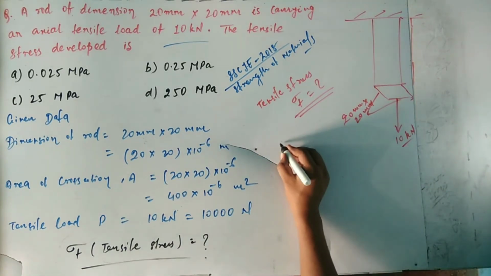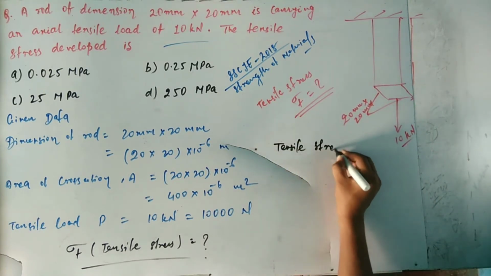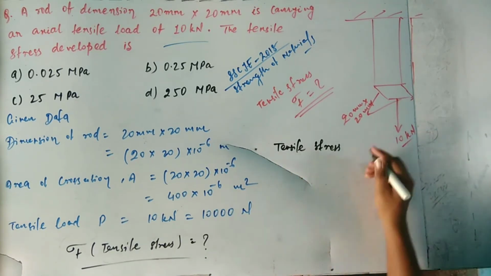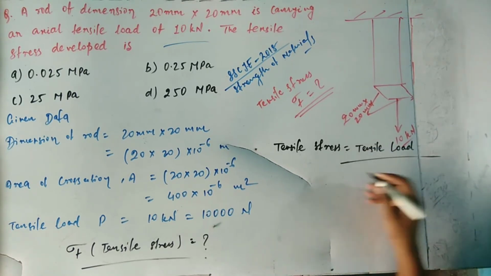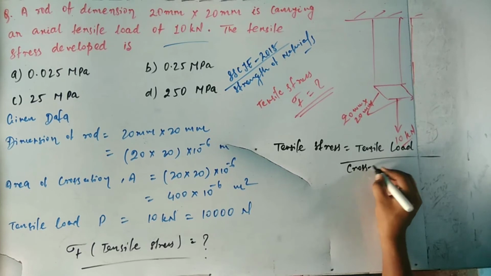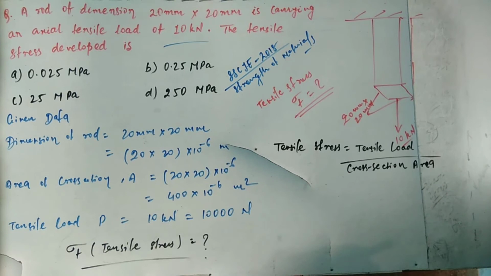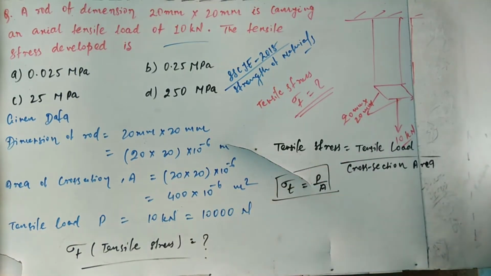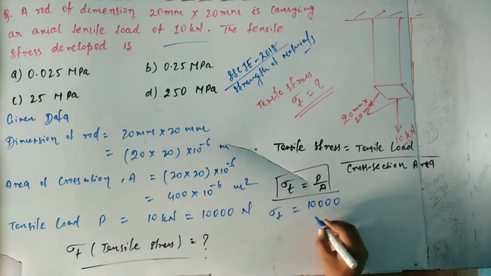Now from the relation of tensile stress, tensile stress is equal to tensile load by area. It is the relation between tensile stress, load and area. So tensile stress is equal to tensile load by cross-section area of the rod, that is sigma T is equal to P by A. Now we will put the value of P and A, then we can find the value of sigma T.